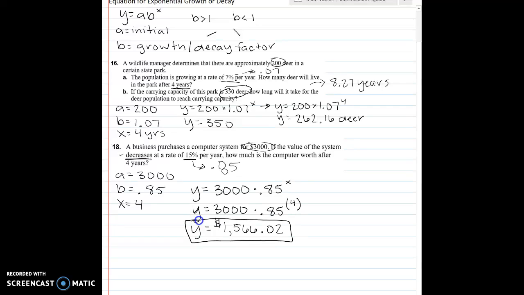All right, that's exponential growth and decay.